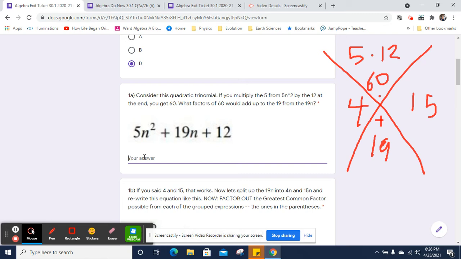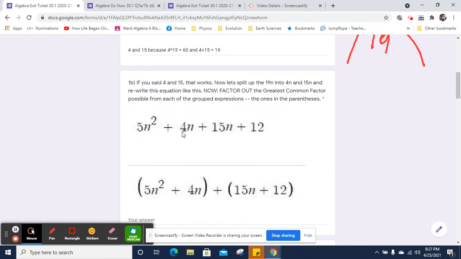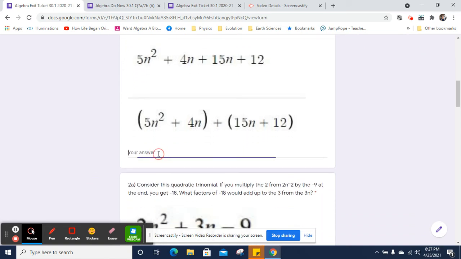Okay, so we've got 4 and 15, because 4 times 15 equals 60, and 4 plus 15 equals 19. And that's going to help us out. We're going to take that 4 and that 15, which make a 19, and split the 19n up into those two things. Then we've got a 4-term thing. We group the first 2 terms, and then we group the second 2 terms, and we look for common factors. We're going to see if we can get this and this to factor out until they are the same. So let's see if we can do that.